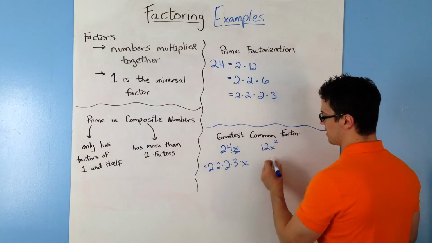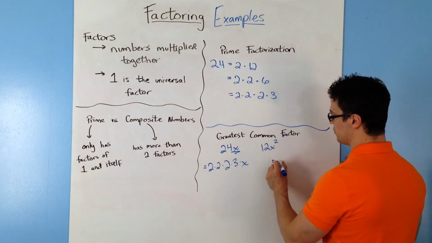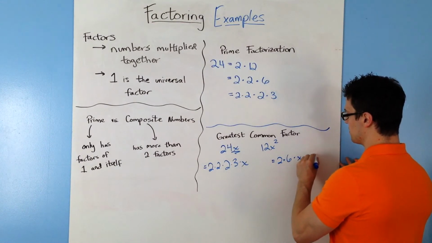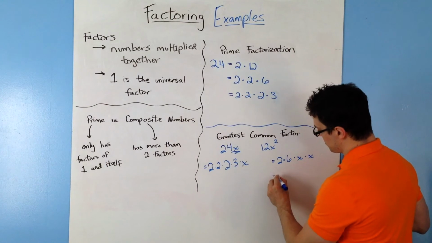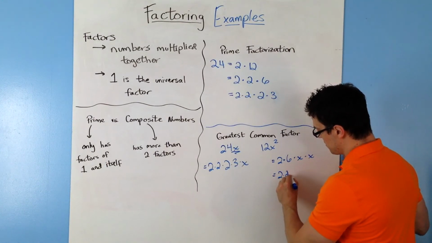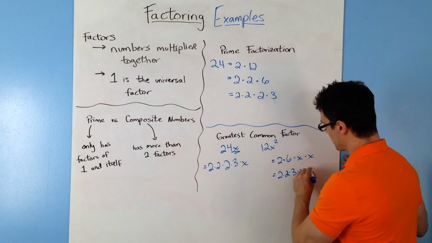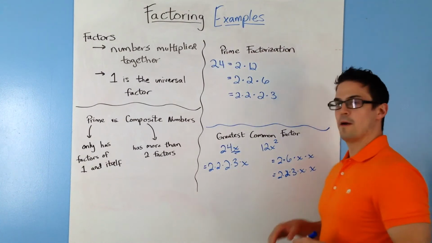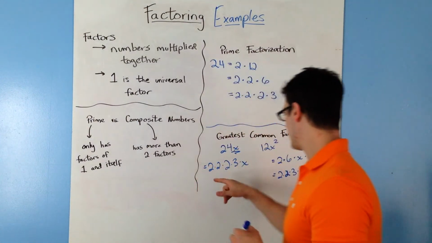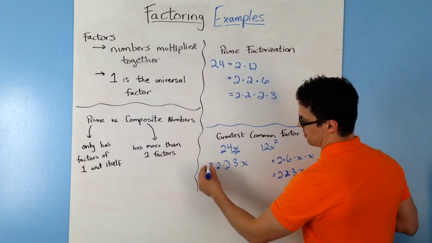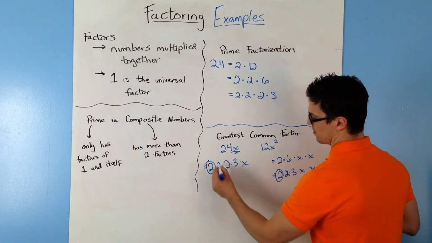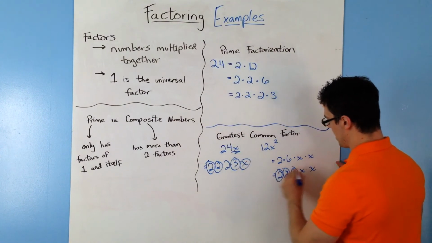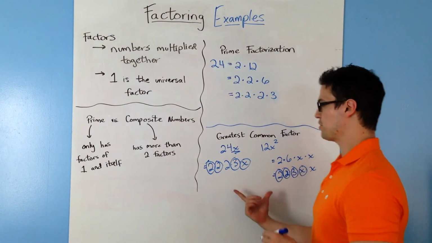And then you'd want to do the same thing for this 12x squared. So you would have 2 times 6 times x times x. Okay, you can break down this 6 to 2 and a 3 times x. And then you'll notice that you have prime factors here and then 2 x's. Now what you want to do is you want to try to find the common link between these factors here. So we have a 2 here, a 2 here, a 2 here, a 2 here, a 3, 1 x, and 1 x. So the ones that are circled are the factors that are common.